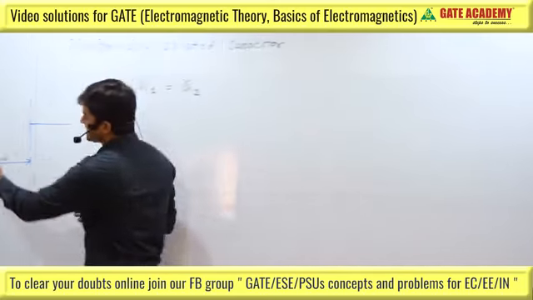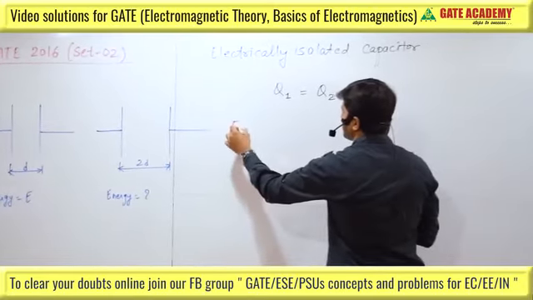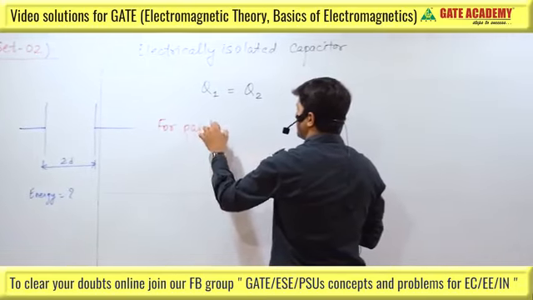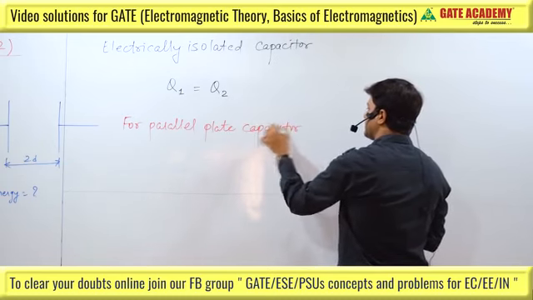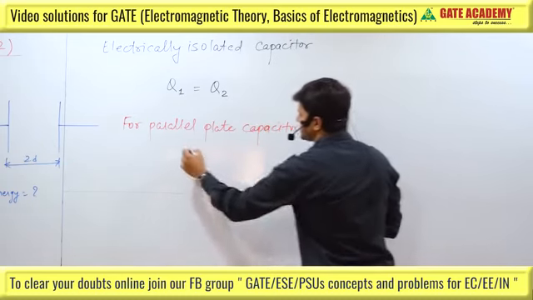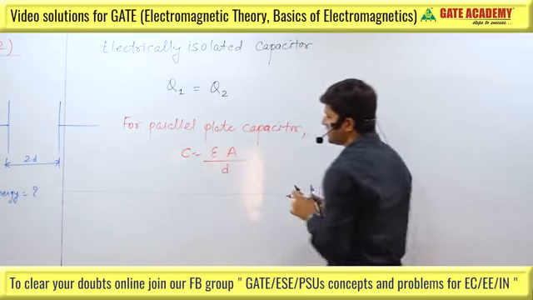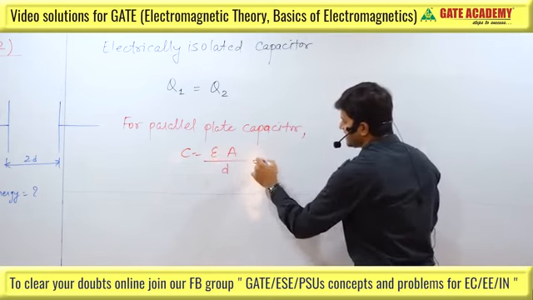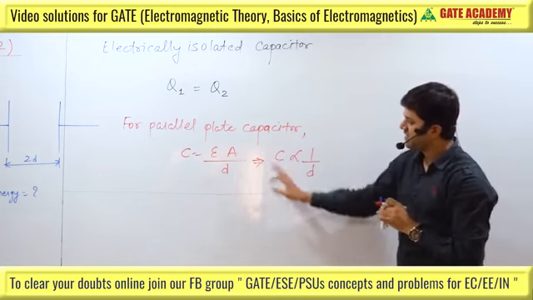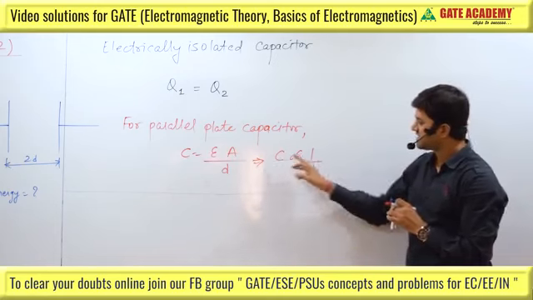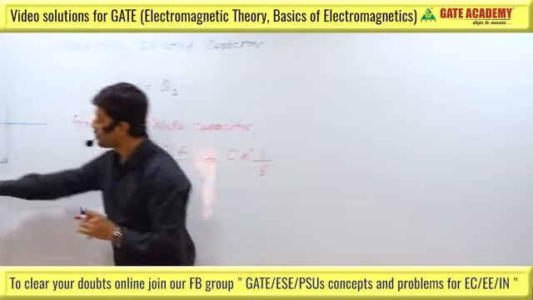Now in the first case, this is a parallel plate capacitor. So for a parallel plate capacitor, C equal to epsilon naught A by D, simply epsilon A by D. So here we can see that the capacitance is inversely proportional to the distance between the plates.